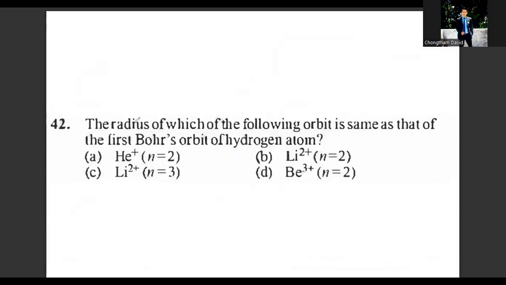Question number 42. The radius of which of the following orbits is the same as that of the first orbit of hydrogen atom? This is also an easy question. You know, from Bohr's postulate, Rn equals 0.529 n squared by Z, in terms of angstrom. And remember, if both these are 1, that is for the first orbit of hydrogen, it would be 52.9 picometer or 0.529 angstrom. That is called Bohr's orbit. So for question number 42, D would be the answer, because it is isoelectronic with hydrogen, right?